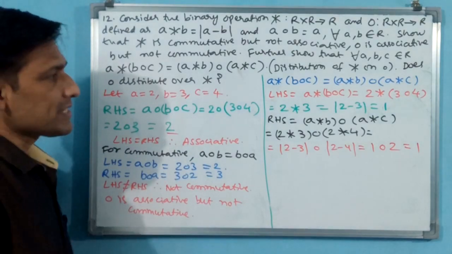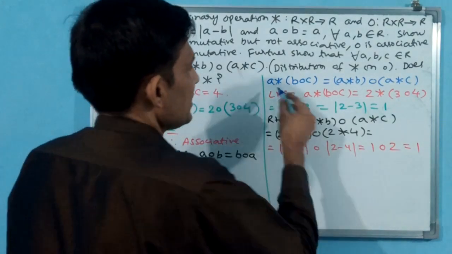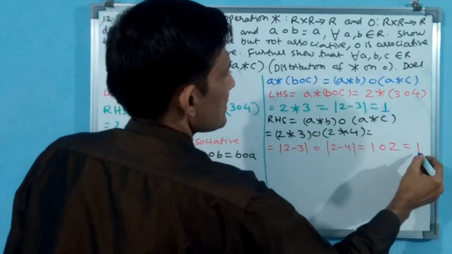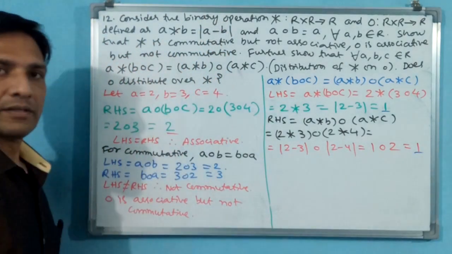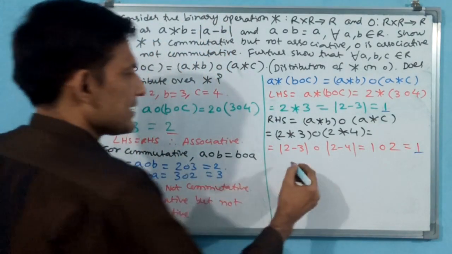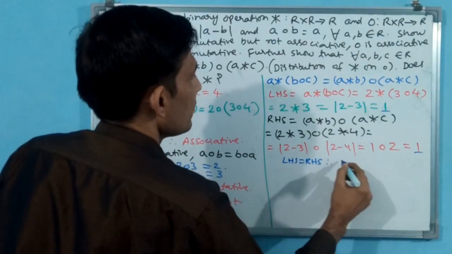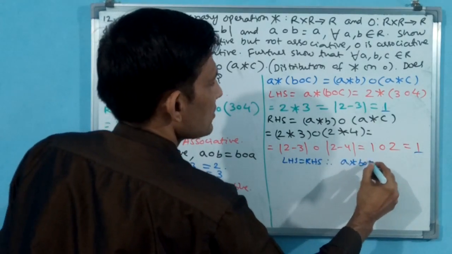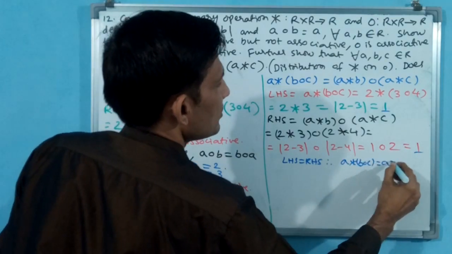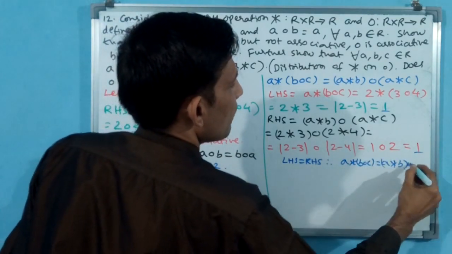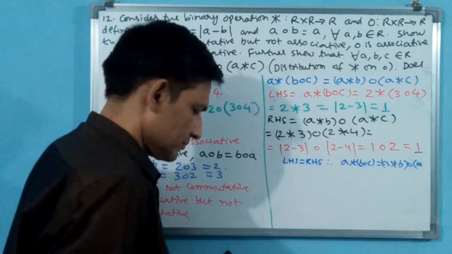Now what is LHS and what is RHS? LHS is 1, RHS is 1. You write like this: LHS is equal to RHS. Therefore, A star (B O C) is equal to (A star B) O (A star C).